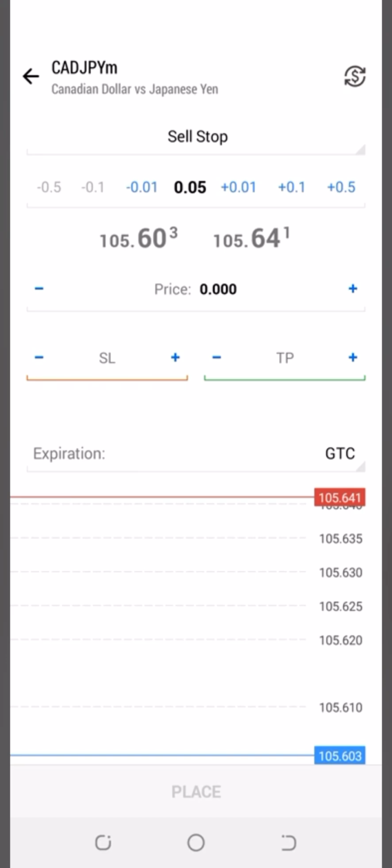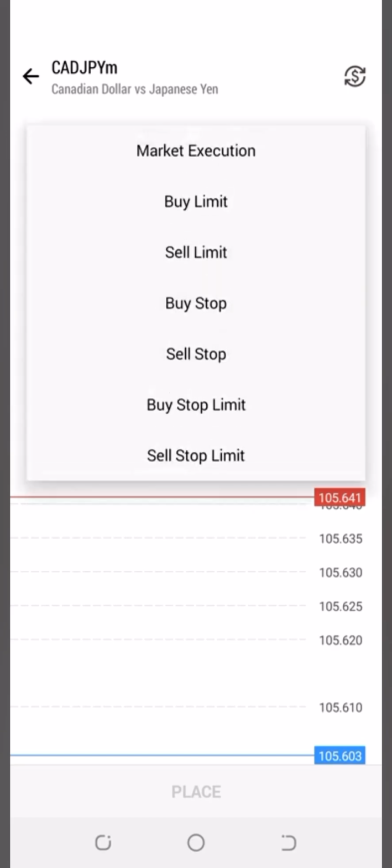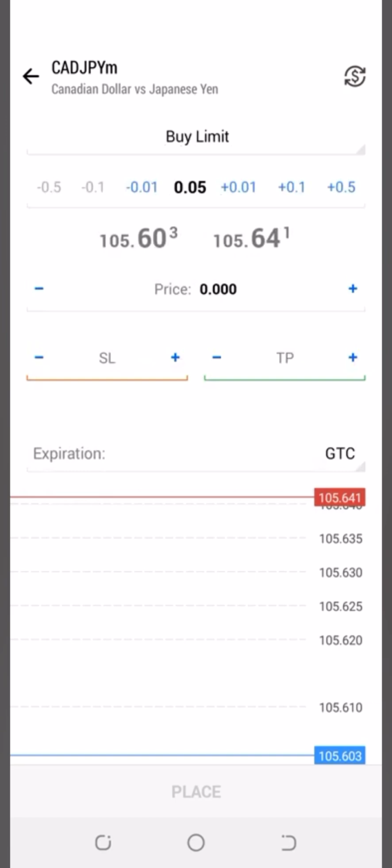Then we also have what we call the buy limit. So let me open it. Now, the buy limit is where I expect the market to go up, but the market is bearish, so I place my order below the market price so that as the market drops, it activates the order and then starts buying.